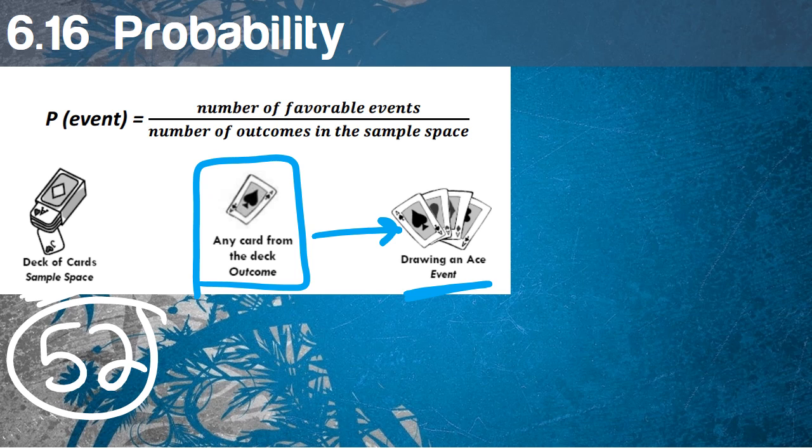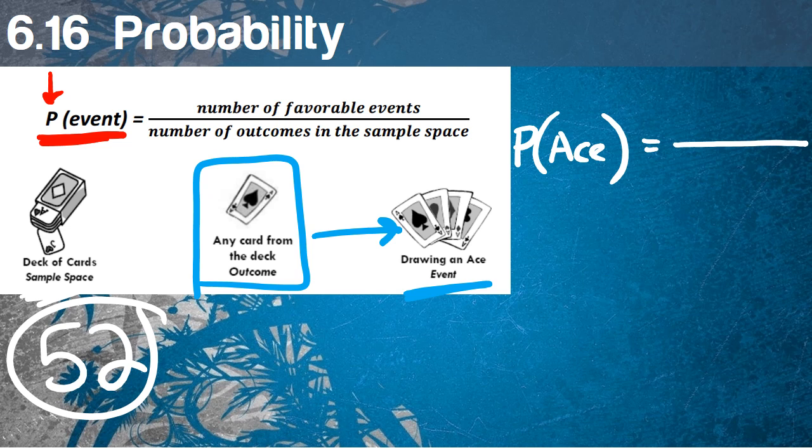The way it's written out in math is you have the P of the event. The P stands for probability, and the event in this case would be an ace. So I'm going to write that as the probability of an ace is equal to, so here you have the denominator. Our denominator is the number of outcomes in the sample space. All that's saying is that we have 52 cards, however many the total is you're playing with. So we're playing with 52 cards.